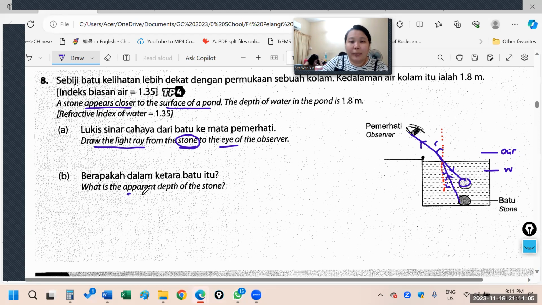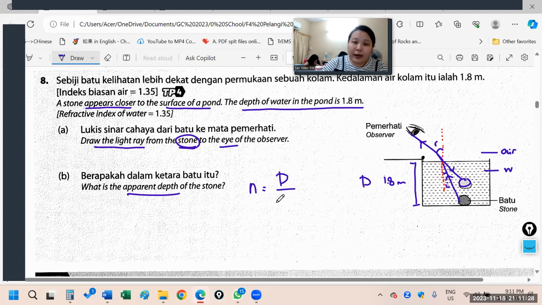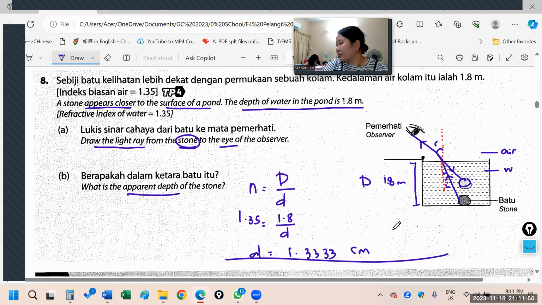Okay, now what is the apparent depth of the stone? The depth of water in the pond is 1.8, so this is the real depth. How deep is the water? It means the real depth. So refractive index equals real depth over apparent depth. So it's 1.35 equals 1.8 divided by the apparent depth. So apparent depth equals 1.3333. Is it cm? Yeah, it's meter, not cm, right? So be careful.